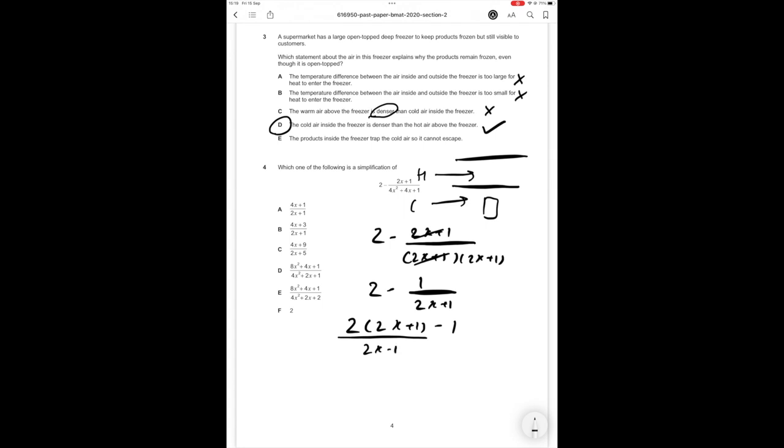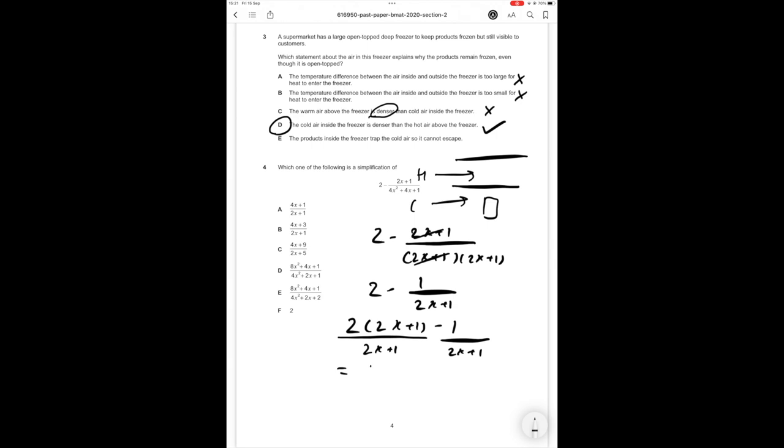Which one of the following is a simplification of this massive expression? So let's sort it out. 2 minus 2x plus 1 over 2x plus 1, 2x plus 1. So instantly between top and bottom, these are going to cancel out. So it becomes 2 minus 1 over 2x plus 1. And now we need to get it over a common denominator. So what we're going to do is 2 brackets 2x plus 1 subtract 1.